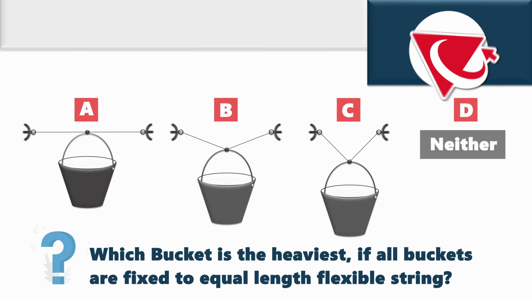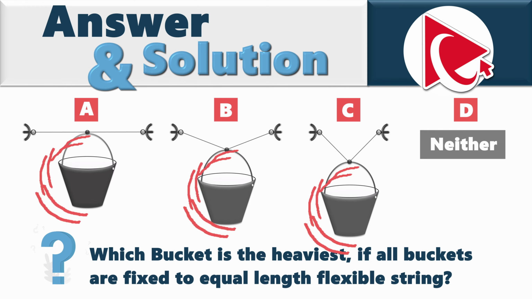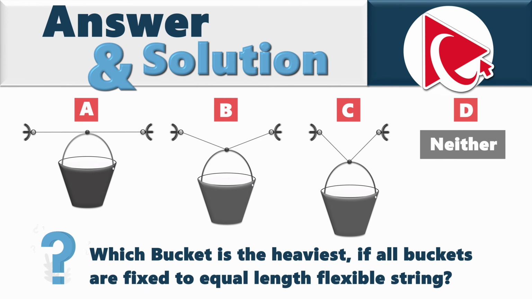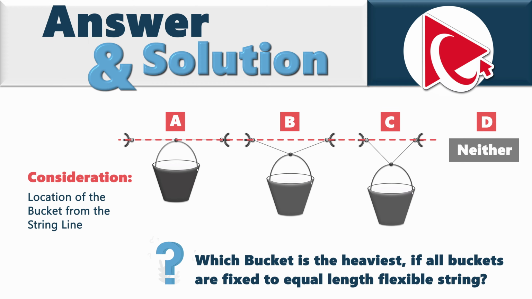To get to the answer, let's first look at the question in more detail. We have 3 buckets. Each bucket is connected to the string connectors with the string of the same length. All string connectors are on the same string line, and what we can visually see is that bucket A is in the highest position, bucket B is a little bit lower, and bucket C is in the lowest position. What does it tell us?